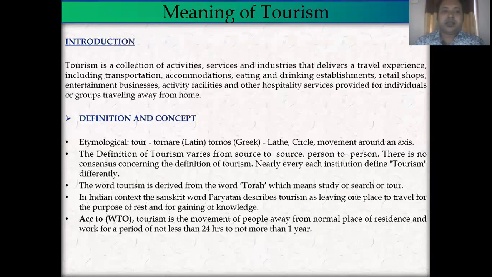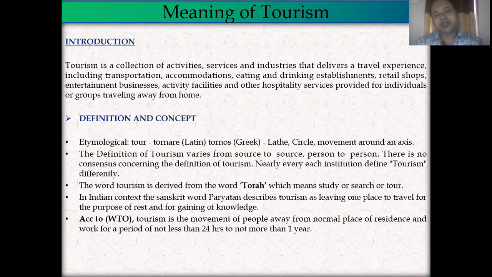Let us see the meaning of tourism. What actually defines tourism and tourism activities? All of you know from the very beginning, suppose we wish to travel to our relatives' or friends' home, or anywhere outside our regional environment, which is basically called tourism. But if I study more deeply, then we will be able to understand what tourism actually means.